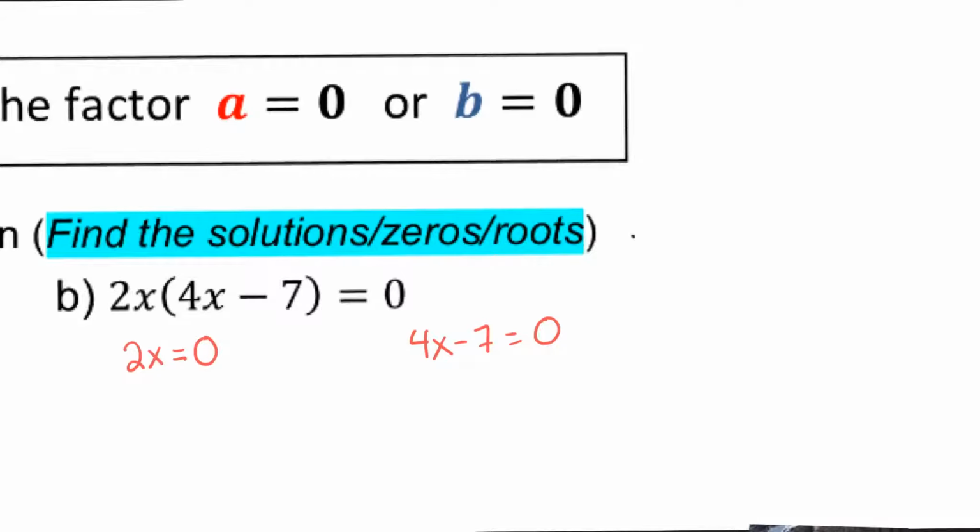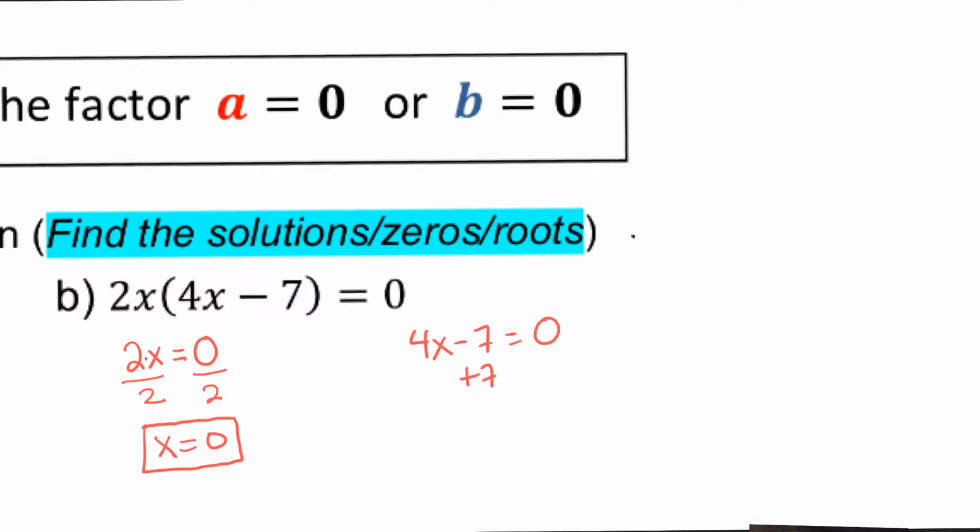Now, with 2x equals 0, we need to do the opposite of multiplication, which is division. So I'm going to divide both sides by 2, and I get x equals 0. So this parabola touches the x-axis at 0, at the origin. And then let's see where else it touches.